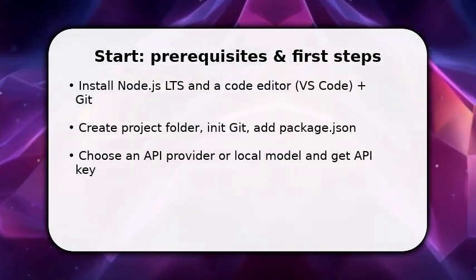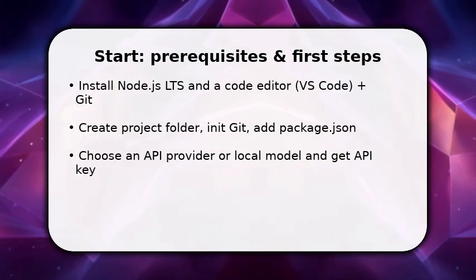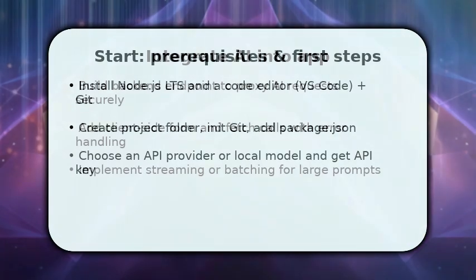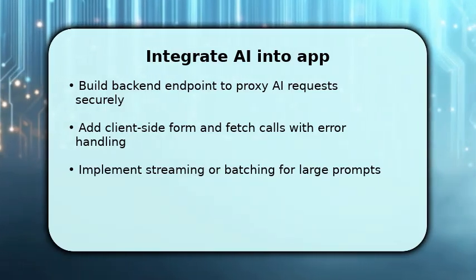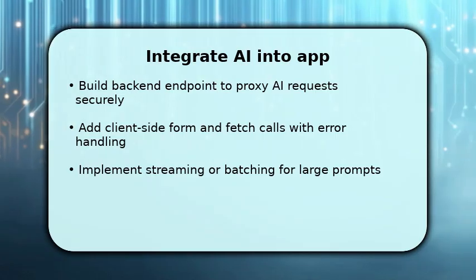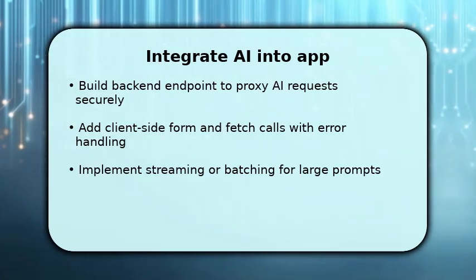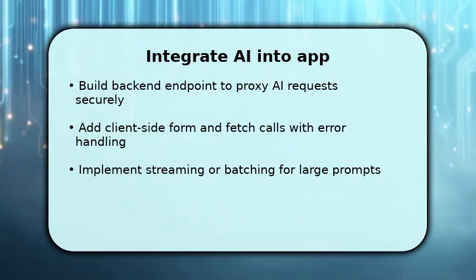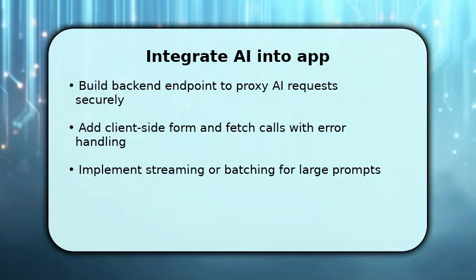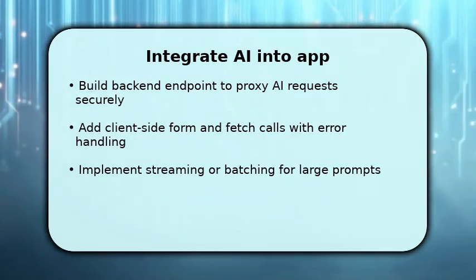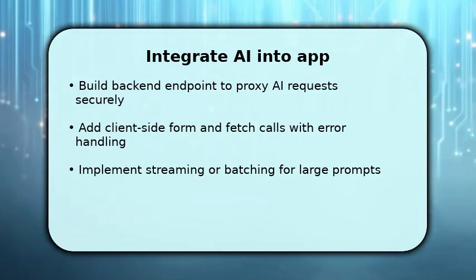You now implement the core. Create a secure backend endpoint that receives user input, validates it, and forwards requests to the AI API using the SDK. Once the endpoint is working, connect your frontend form with Fetch or Axios and show loading states. Also add streaming or chunked responses if replies are large. This improves UX. While coding, log sanitized payloads and guard against injection.